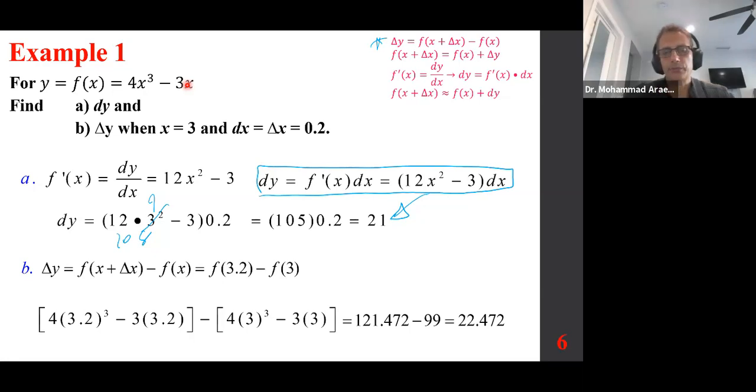22.476. Now, as you can see, this is not the same as this one. This is an approximation of that. And one might say, okay, there is a large difference between the two. Here's the reason. Delta x compared to x is large. If delta x is small compared to x, we are in good shape. Okay, everybody? Because it's large, therefore there is a difference between the two. There's a huge difference, I should say.